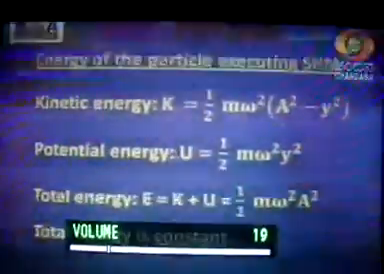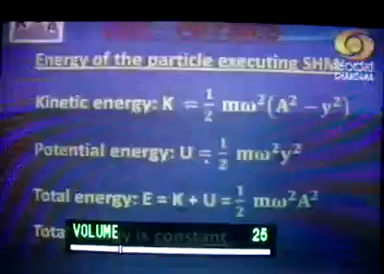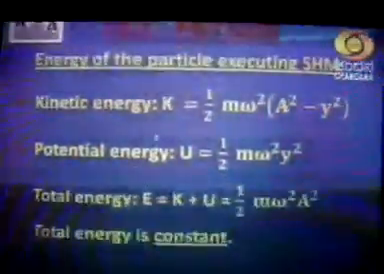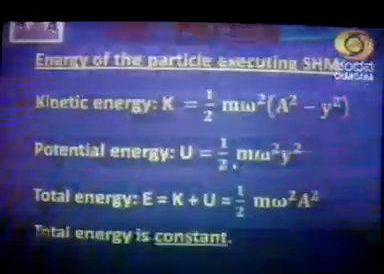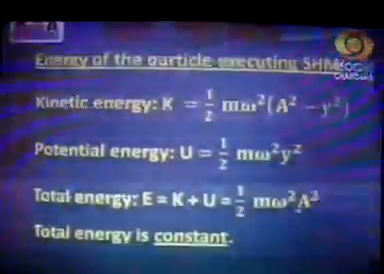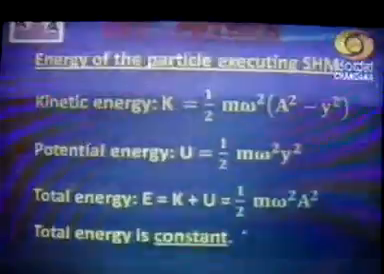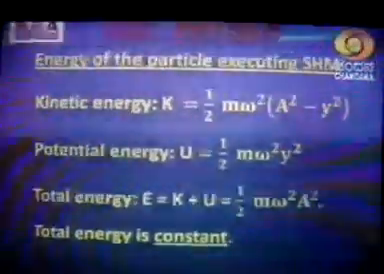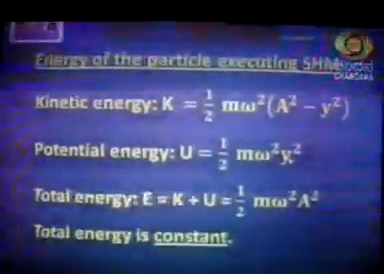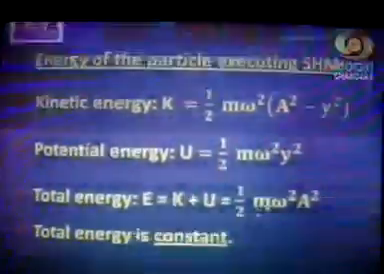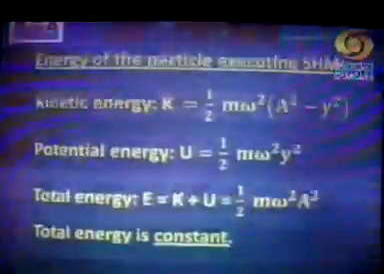The potential energy of the particle is U equal to half m omega square y square, and the total energy summing up these two expressions we get half m omega square a square. The total energy of the particle is always constant, which is independent of the variable term, say displacement, and it is a constant in case of undamped oscillation.